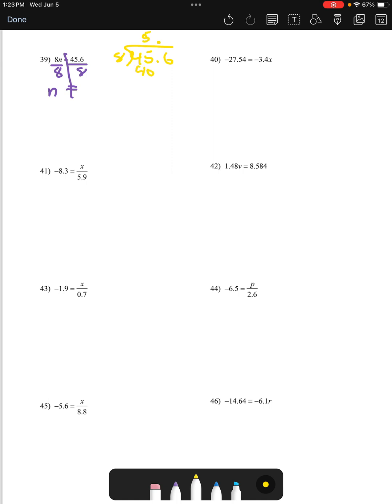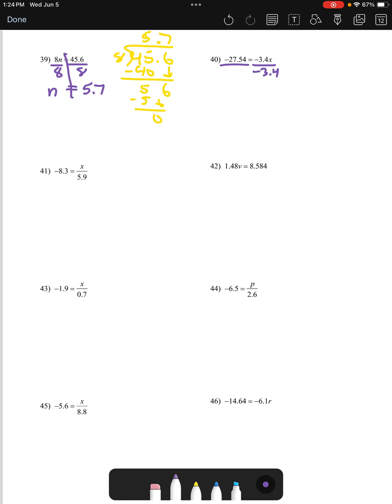8 does not go into 4. It goes into 45 5 times. That's 40. When I subtract, I get 5. Dropping the 6 straight down. Does 8 go into 56 cleanly? It does. It's 7. So our value for n is 5.7. Positive because everybody here is positive.